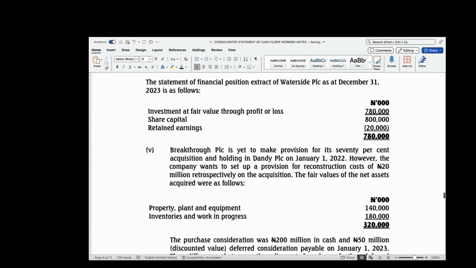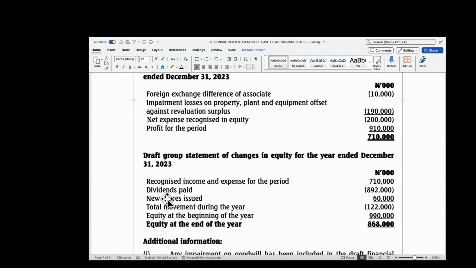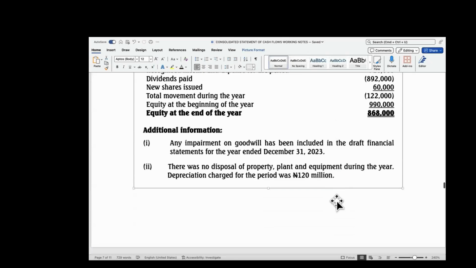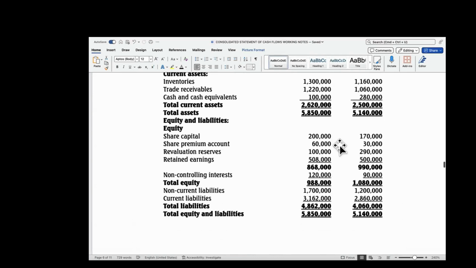Is there anything explaining this movement? Okay, yeah. There is a new share issued of 60. Okay, good. That is explained. Revaluation reserve. I think we have already settled this. That was the impairment loss on PPE of 190. So that's settled. Retained earnings.